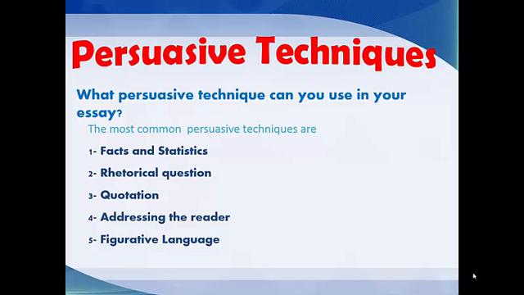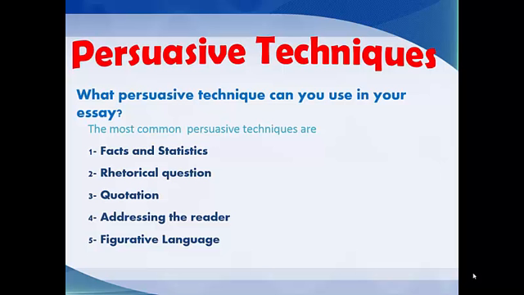Number four, addressing the reader. When I'm talking to somebody in front of me, I can talk to him like, you are going to help me, you are part of the job, you. So I am saying you, or we, or us, or our, to make him participate and be a part of our issue or topic.